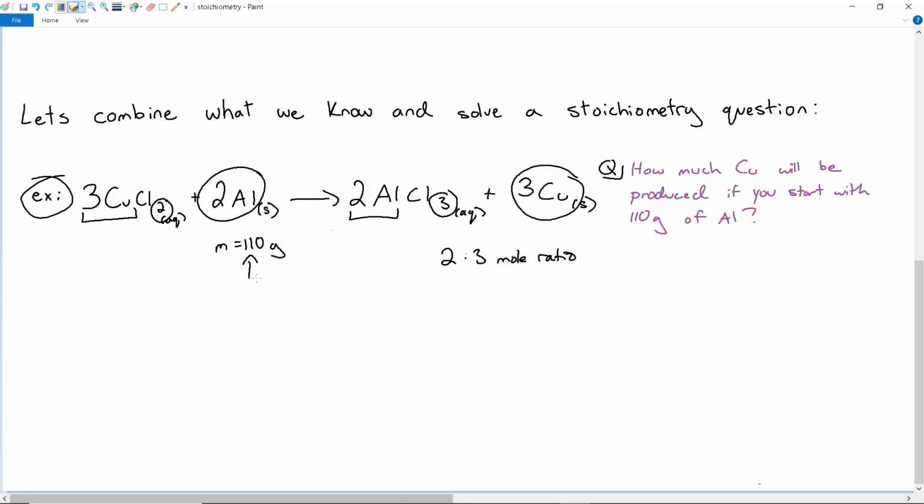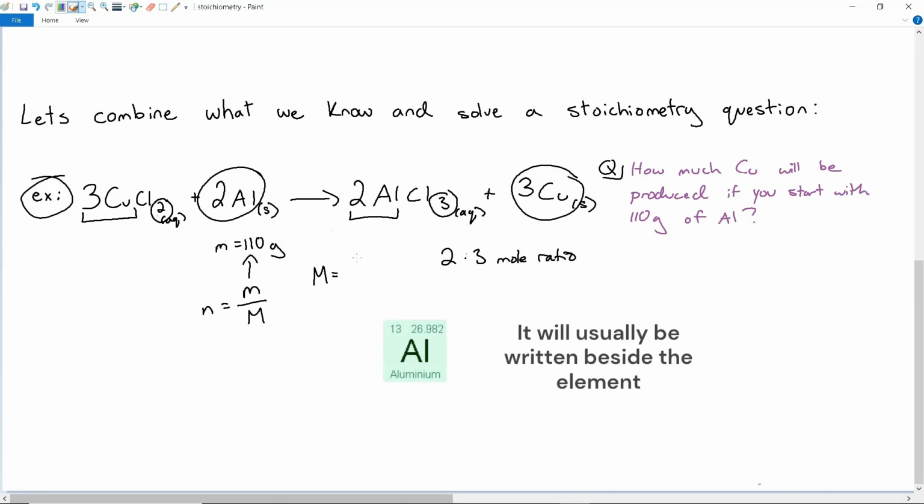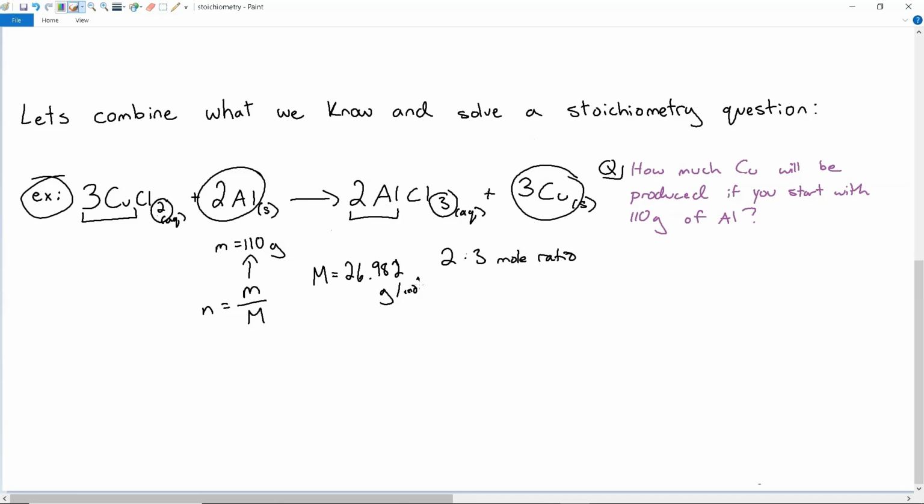In order to make use of mole ratios, we do need to work in moles. So I do need to convert this mass of aluminum into moles. We know that number of moles can be calculated by dividing mass by molar mass. And we have mass. Molar mass can easily be found from the periodic table. The molar mass of aluminum is roughly 26.982 grams per mole. Let's divide our values. And we have roughly 4.077 moles of aluminum.